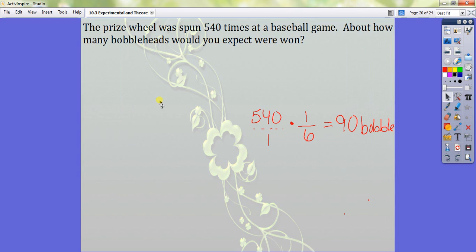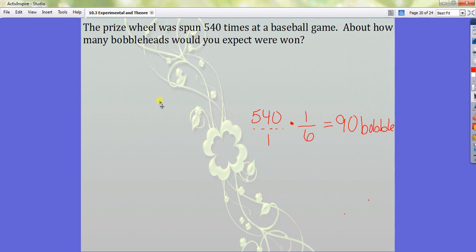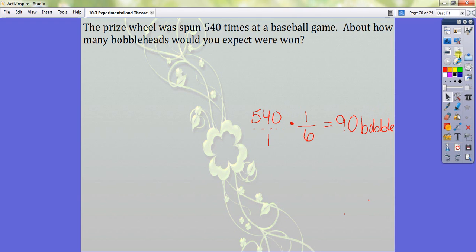Sometimes they're just going to ask you to use the probability to figure out an expected outcome. So in this case, the wheel was spun 540 times. If the probability remains 1 out of 6, then you end up multiplying these two numbers. It doesn't make sense to add, subtract, or divide to figure out the answer. So if every 1 out of 6 times someone wins a bobblehead, then you multiply that by 540 and you get 90 bobbleheads.